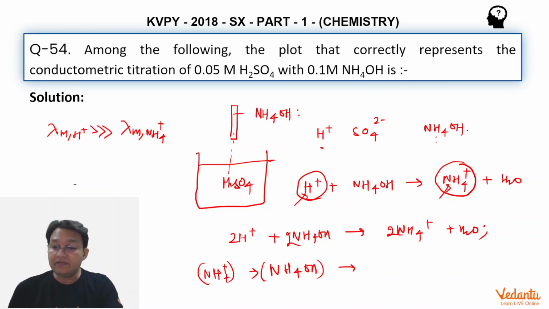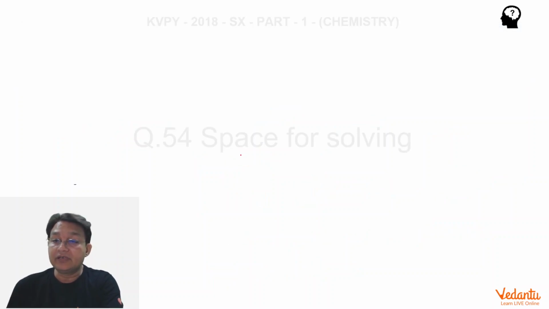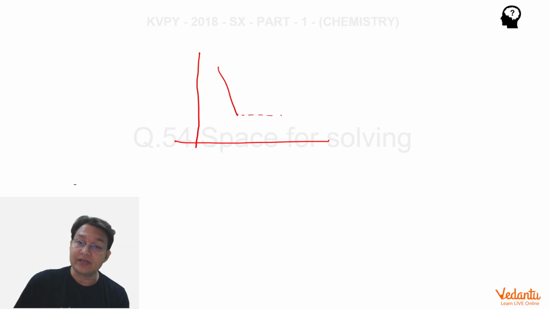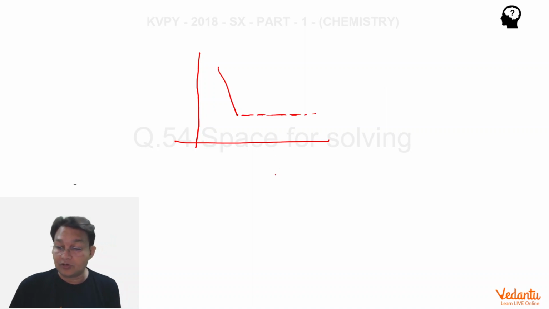So what kind of behavior do we expect? We expect a behavior where conductance should initially decrease and then remain constant. Something like this. Now let us see what options we have.